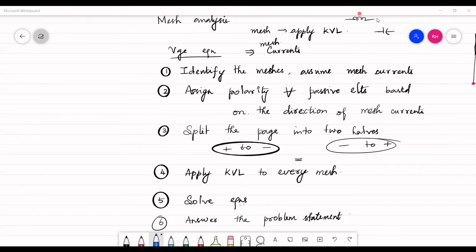So I believe you remember the passive elements. The passive elements are the resistor, inductor, and capacitor. We don't have sources coming under the passive elements. And then we split the page into two equal halves and apply KVL to every mesh, and we write the voltage equation. Solving those voltage equations, we get the value of the mesh current. Then I want you to go back, read the problem statement, and get the answer for the problem statement.